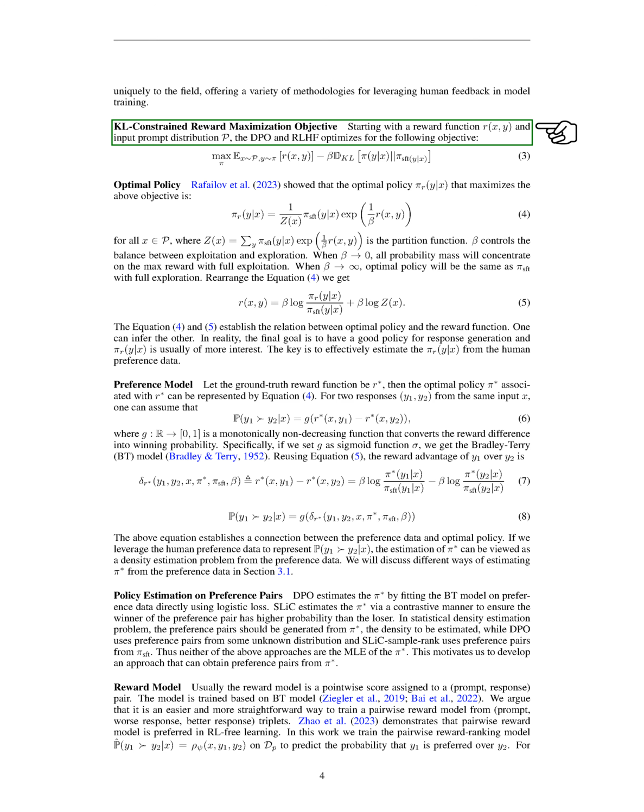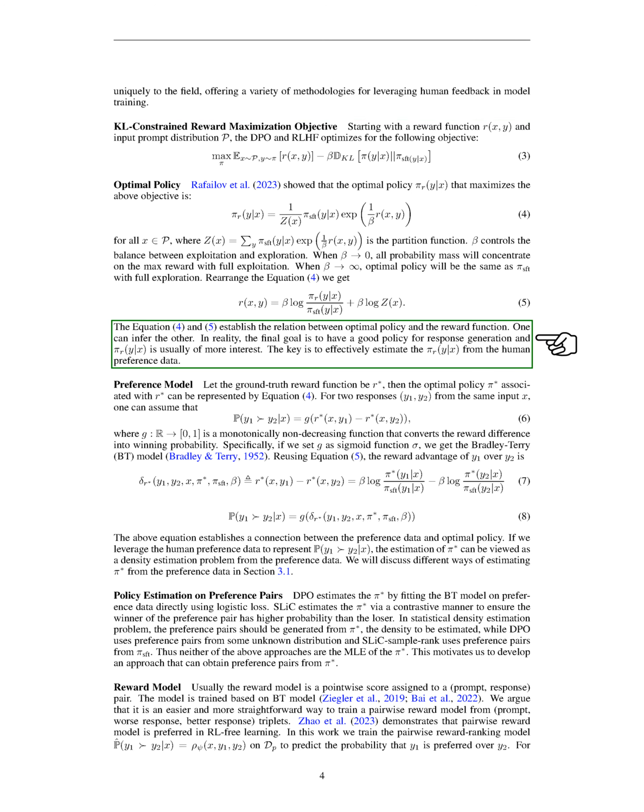This equation establishes the relationship between the optimal policy and the reward function, and one can be inferred from the other. The ultimate goal is to have a good policy for response generation, and the optimal policy is usually of more interest. The challenge is to effectively estimate the optimal policy from the human preference data.